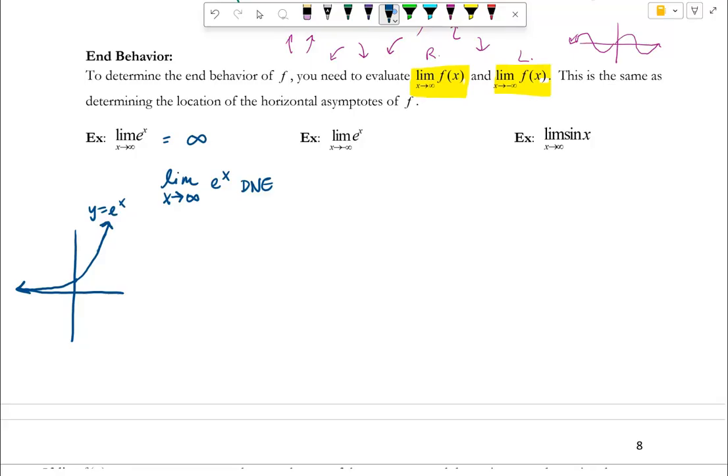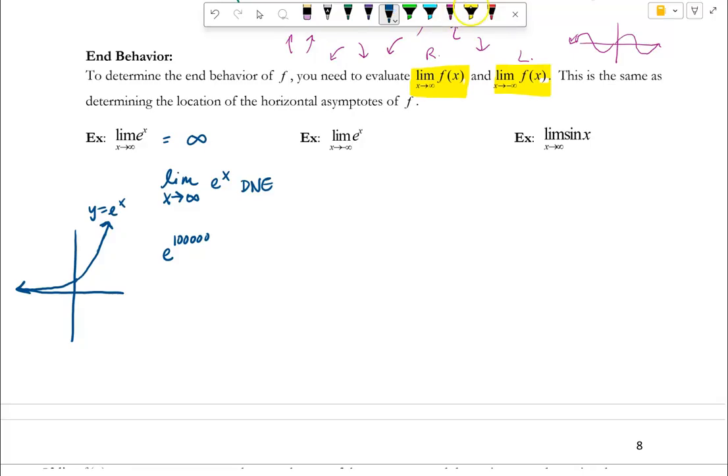So we could think of it as non-existent. You could also think about this analytically. Like if you plugged in a really big number, like e to the 100,000th power, can't tell you off the top of my head what that is, but that's a huge number. So as I continue to plug in larger and larger numbers, I know that e to the power is going to go to infinity.